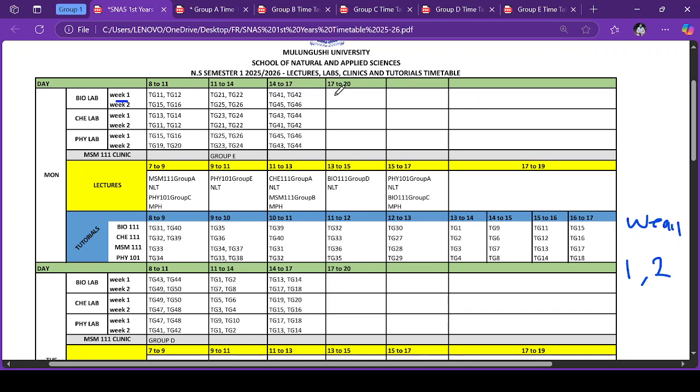Tutorials, they'll start. Lectures, they also start. But sometimes you find that lectures will not come. In the first week, if the list of tutors comes out, then you will start having tutorials.